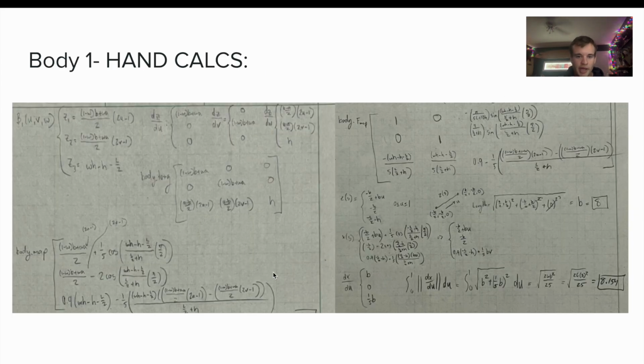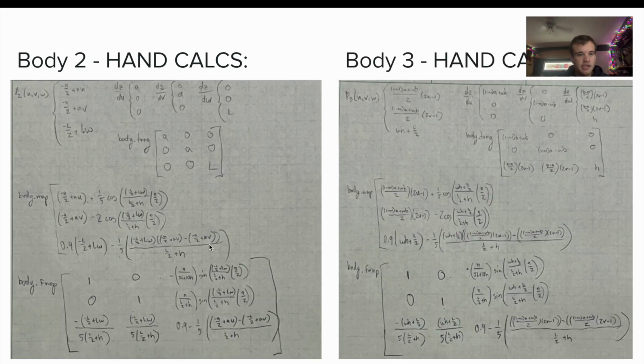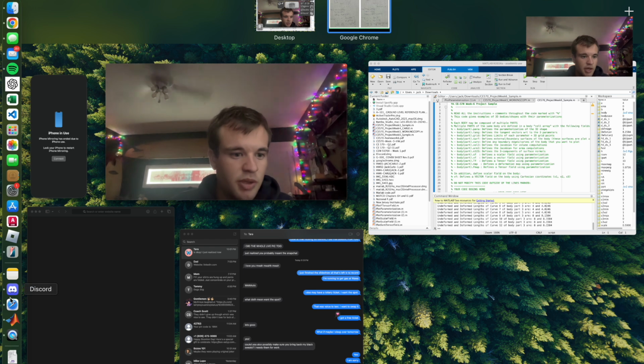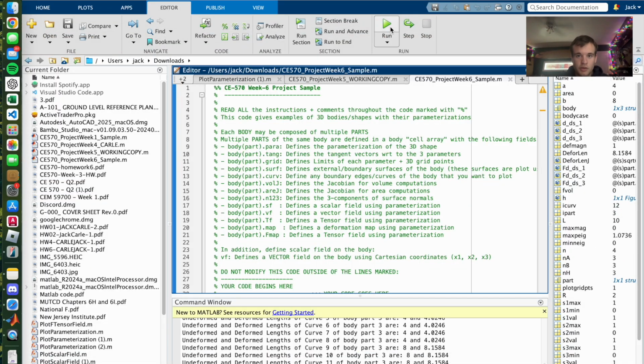At the end, I just showed my hand calcs. This was my body f map when I found it by hand, and then I wrote it using LaTeX. This was the curve code, and then this is body 2 and body 3. Alright, and then this is my MATLAB code. Just show it running.